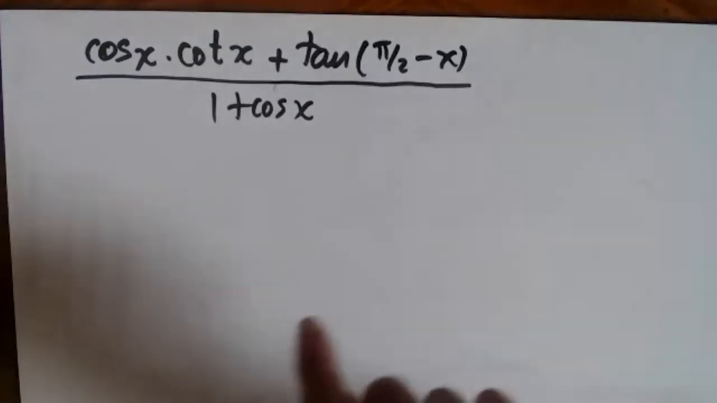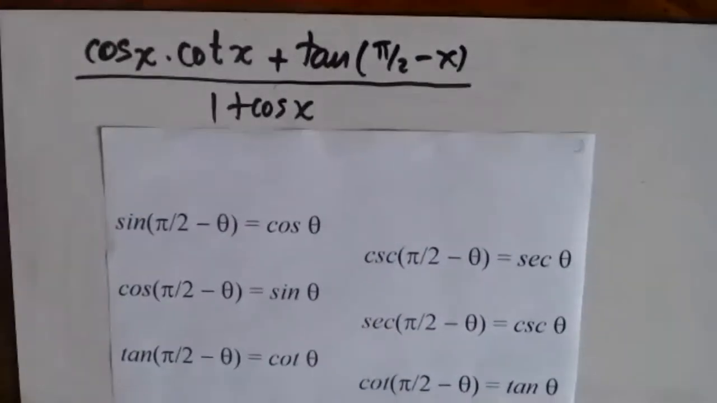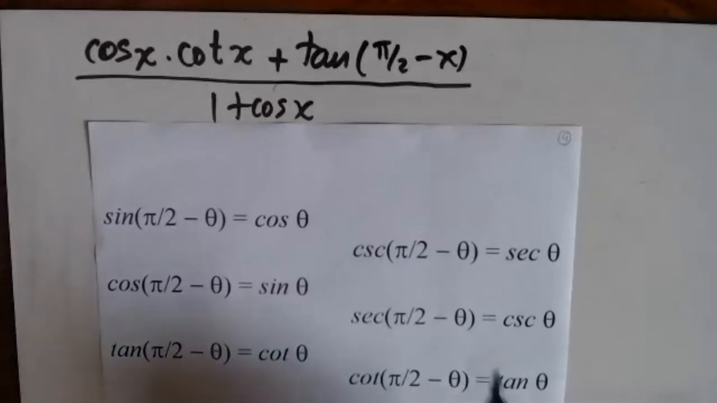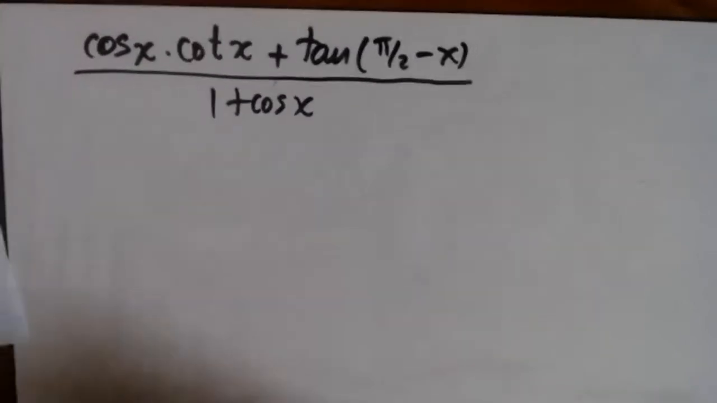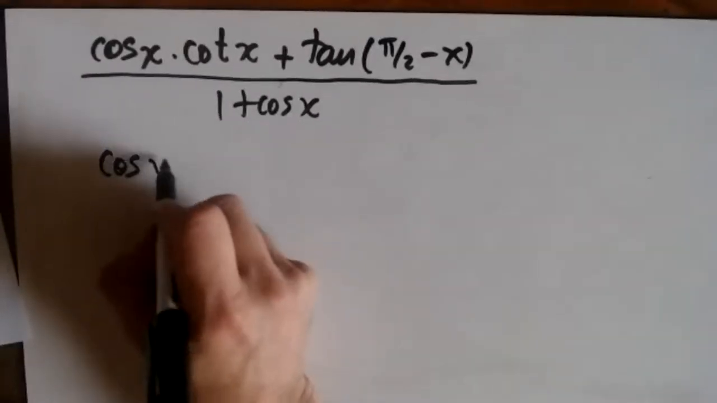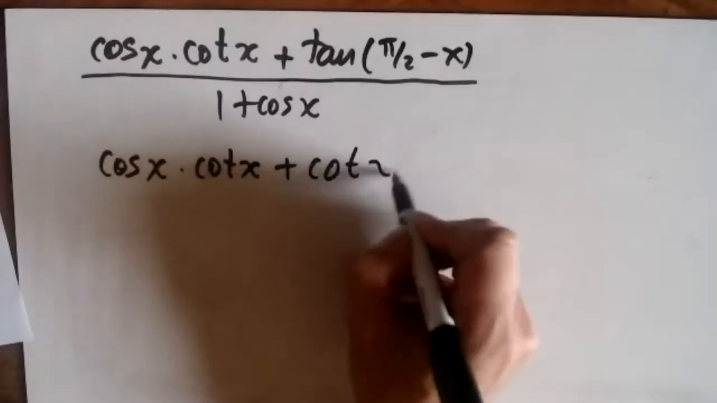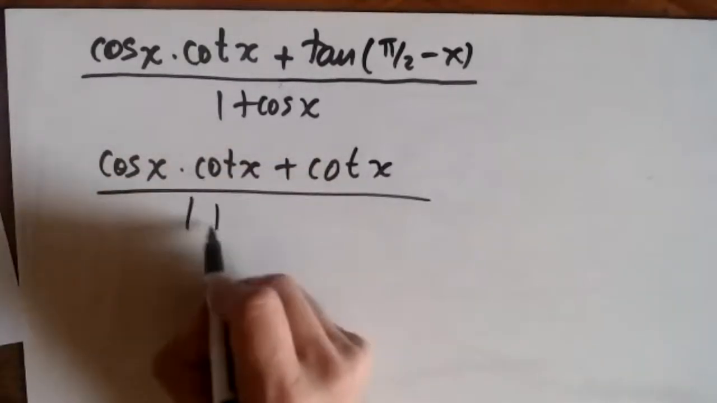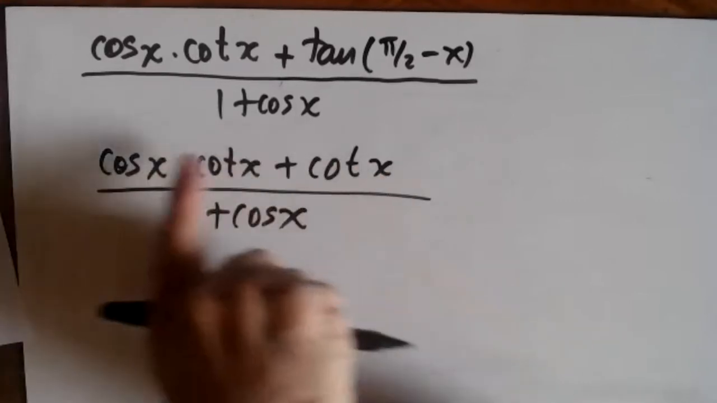Let me see if I can simplify the thing. So here are my identities. So tangent of pi over 2 minus the angle is cotangent, you see? So I can change this by a cotangent. So I'm going to do that. I say cosine x times cotangent x plus cotangent x over 1 plus cosine x. Correct? Okay. Now, simplify the top.